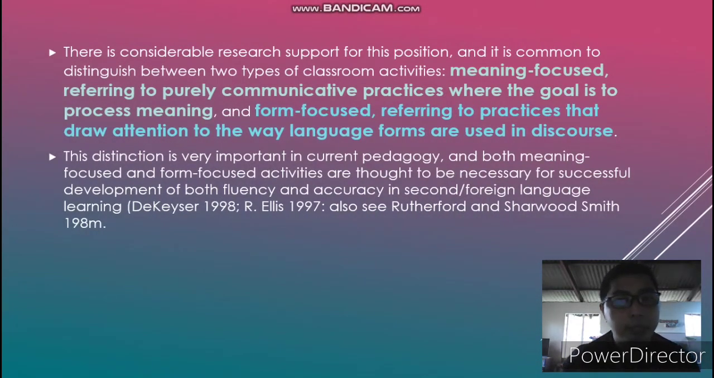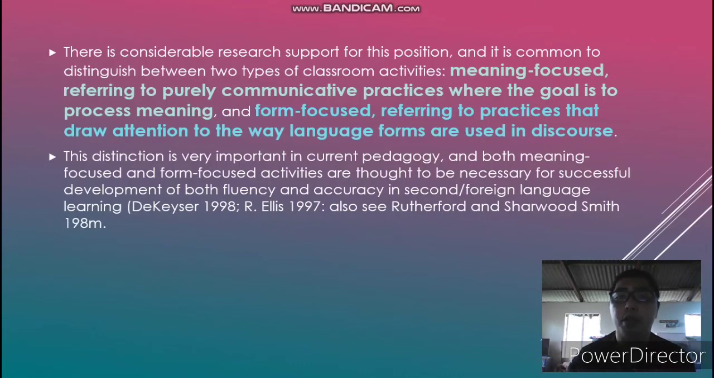There is considerable research support for this position, and it is common to distinguish between two types of classroom activities. There are two types of classroom activities when we talk about the grammar classes. The meaning focus, referring to purely communicative practices where the goal is to process meaning. It's a meaning-focused classroom wherein students are being taught how they would be able to acquire the meaning, or to be able to make use of the meaning of the structures they are learning.